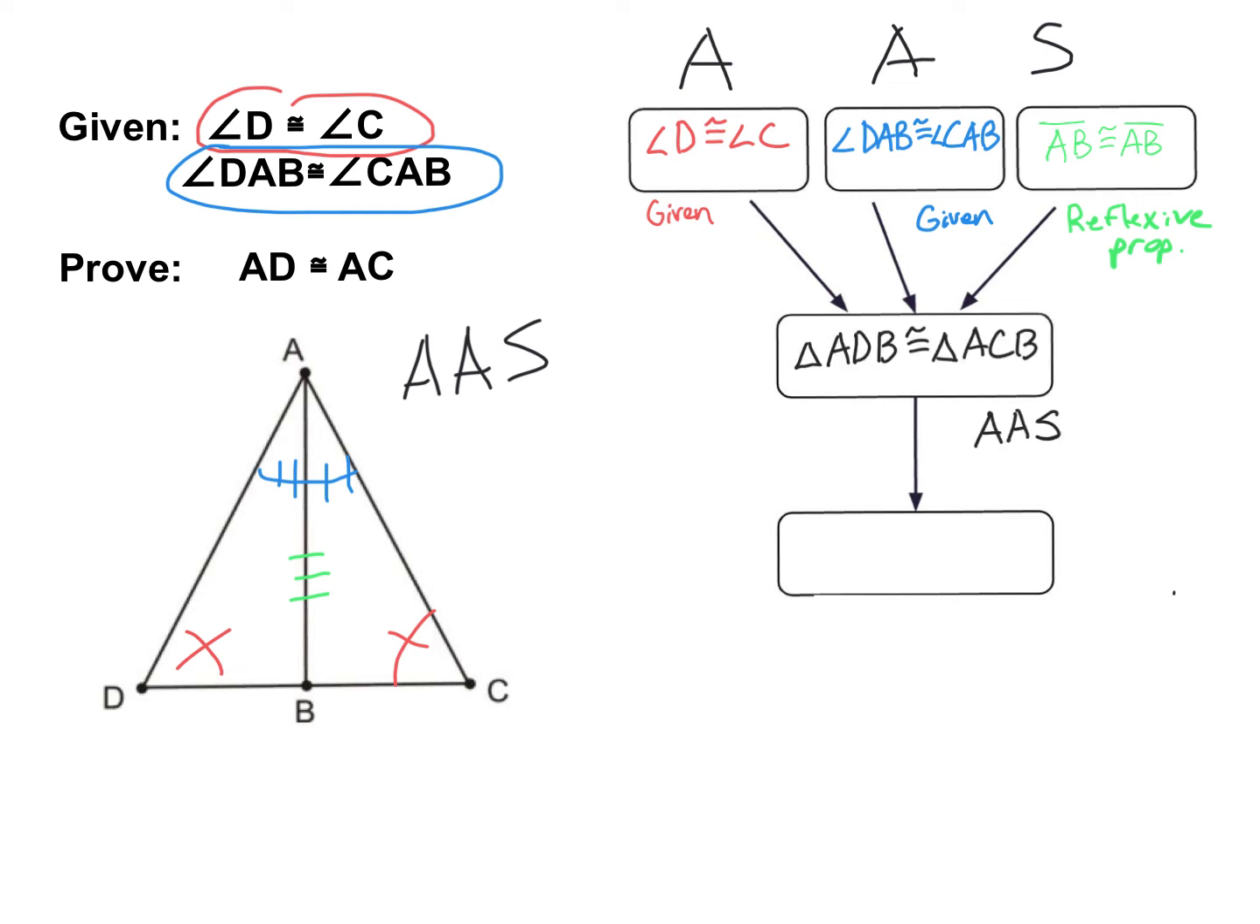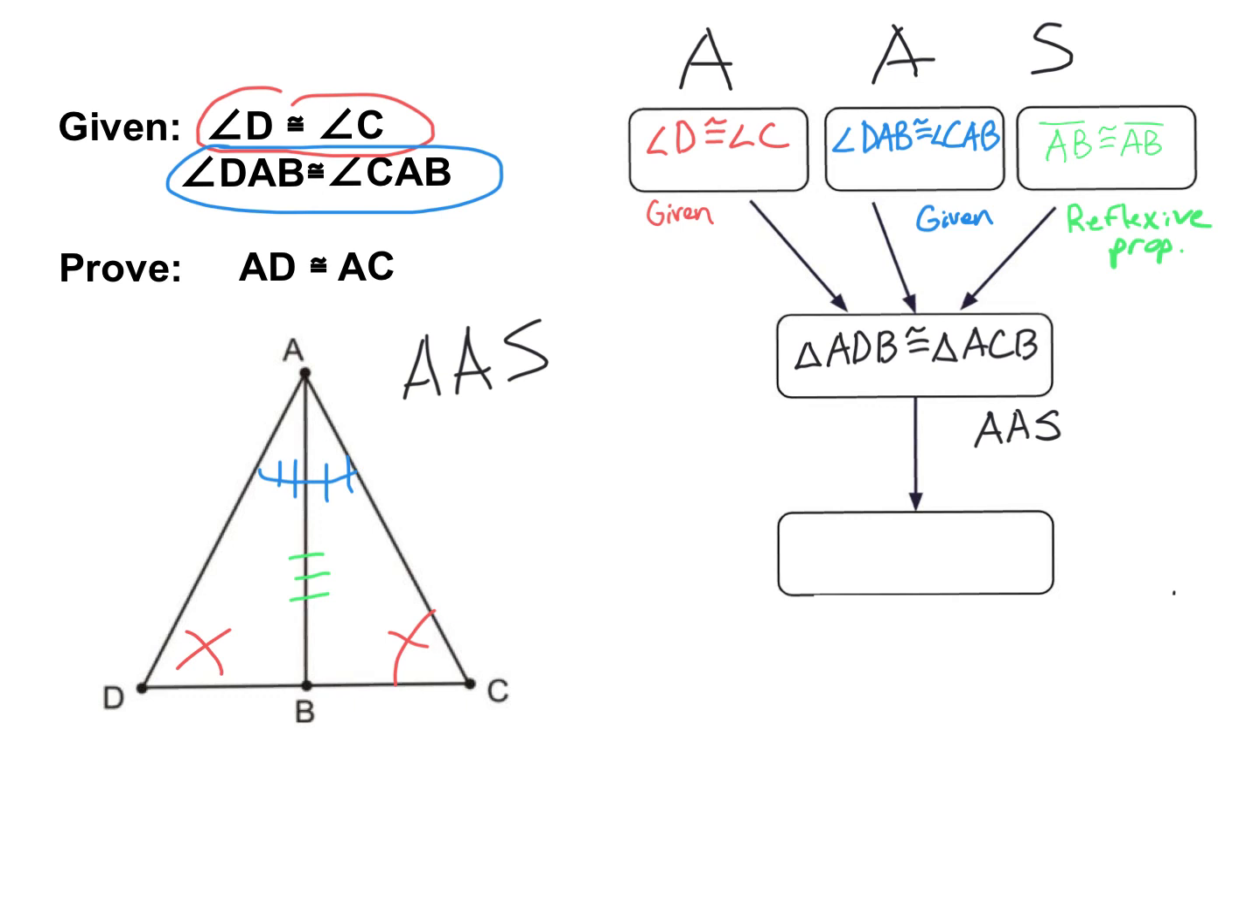Now I want to make a quick note here that the way I name these triangles is important. It doesn't matter how you name the first triangle as long as the second name matches the first. So if I name the first one triangle ADB, I have to name the other triangle ACB because A matches with A, D and C match, and then B matches with itself.